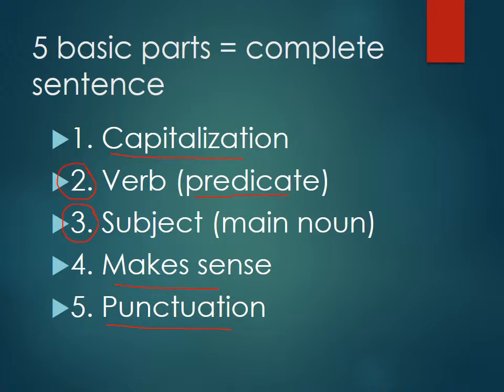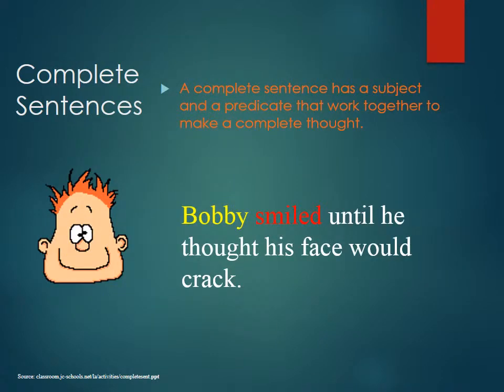And the verb is also known as the predicate part of the sentence, and the subject is also known as the sentence. Alright, so remember that a complete sentence has a subject and a predicate that work together to make a complete thought that makes sense. So: Bobby smiled until he thought his face would crack. What is the action in this sentence? It's smiled.